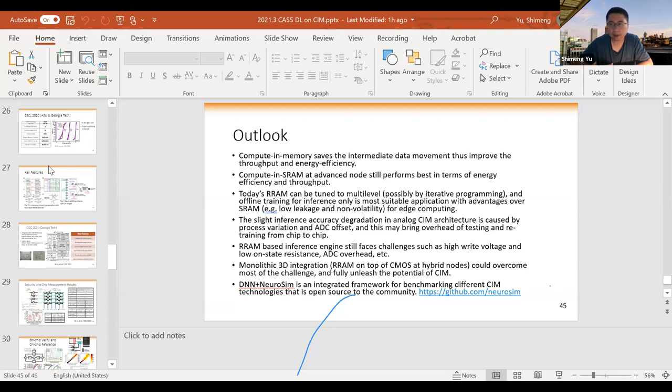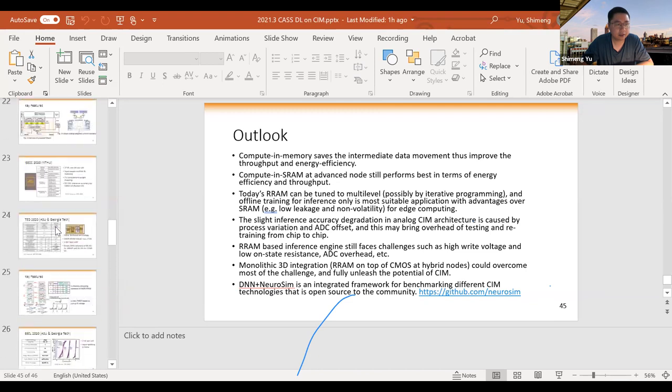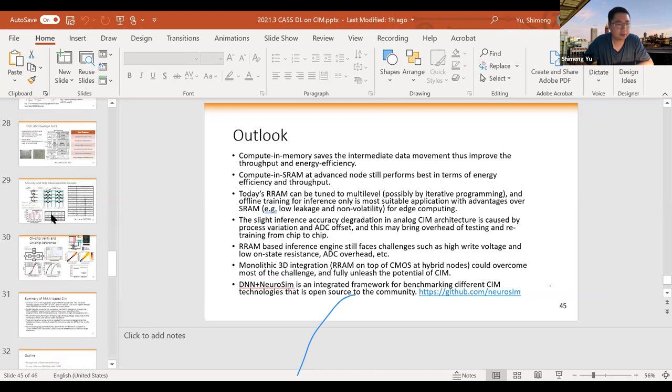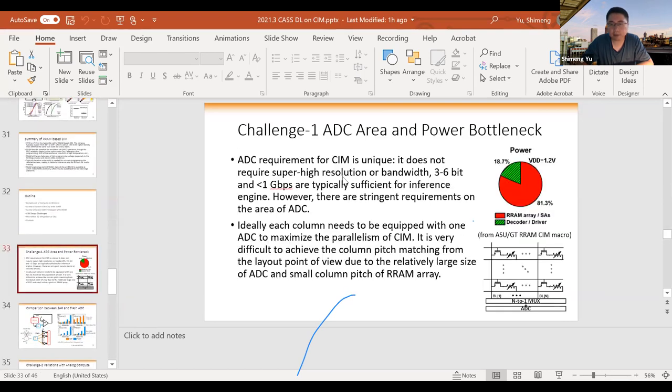But here the ADC requirement is actually very unique for computing in memory. It does not need very high bandwidth or super high resolution. Typically 3 to 6 bit, or maybe at most 8 bit, and less than 1 gigabps is good enough. So the engineering target is very different from the traditional ADC design for mixed signal data converters. Here there is a stringent requirement on the ADC area.